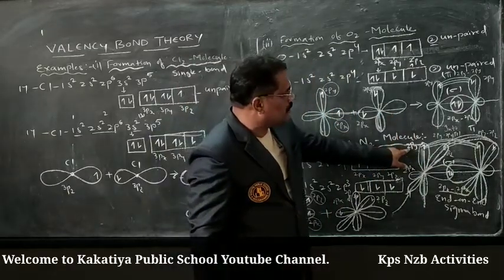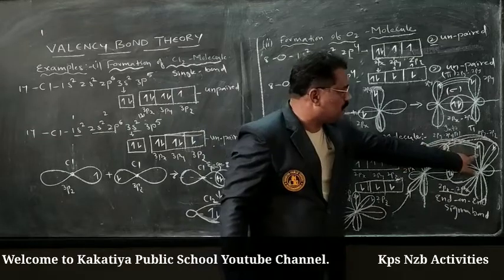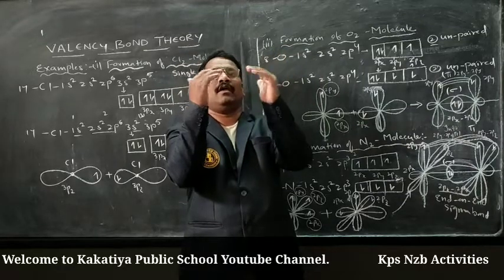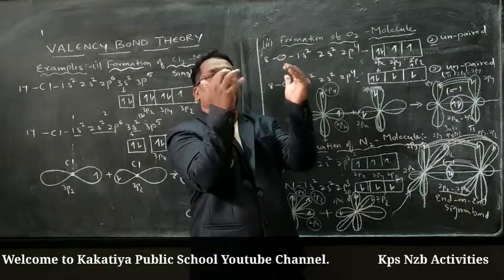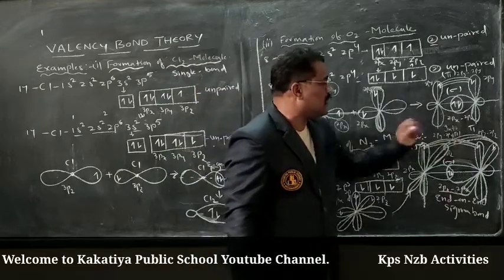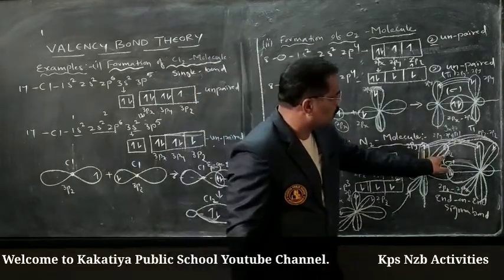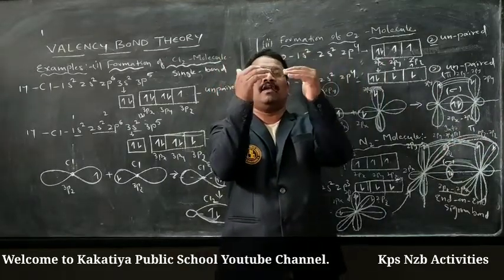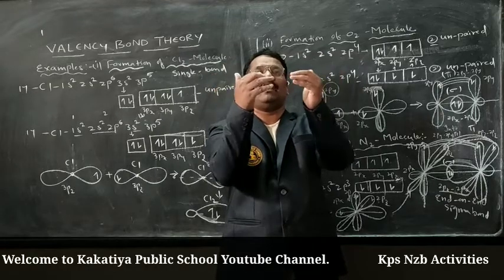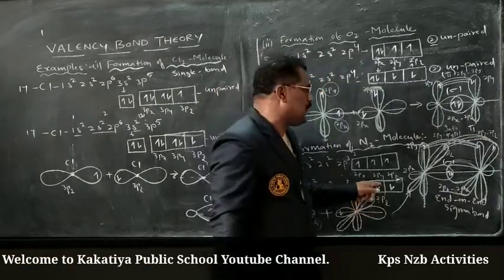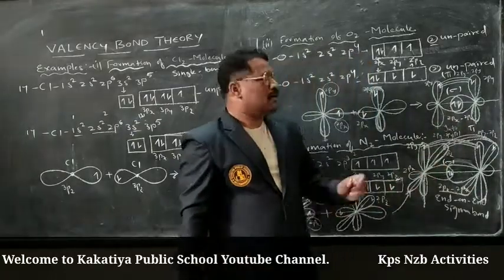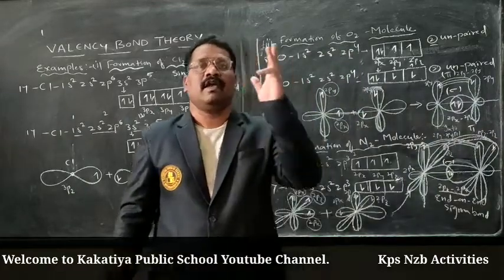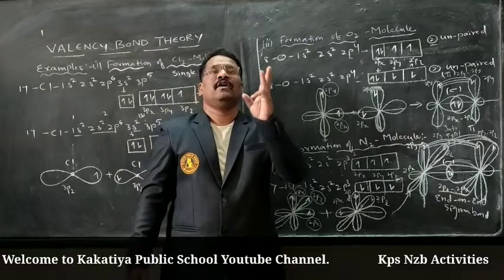When it comes to the 2py orbital of one nitrogen atom, it has an unpaired electron. Side by side they will be overlapping. Therefore, weaker overlapping will be there, and one pi bond will be formed. Similarly, 2pz as well as 2pz also have unpaired electrons, and those two overlap side by side. Here also weaker overlapping takes place, exactly perpendicular to the internuclear axis. Due to that, one more pi bond will be formed. In this way, the nitrogen molecule forms three bonds.